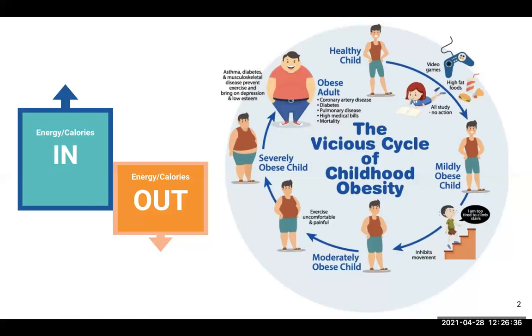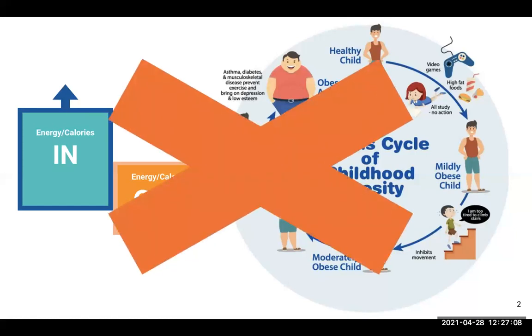And I think even taking into account this graphic to the right, the vicious cycle of childhood obesity, it presumes the healthy child all of a sudden becomes mildly obese because of video games, high-fat foods, all study, and no action. Then over the course of time develops these habits that turn into an adult who has obesity. I think it's oversimplifying what is happening, what is the pathology of excess weight.